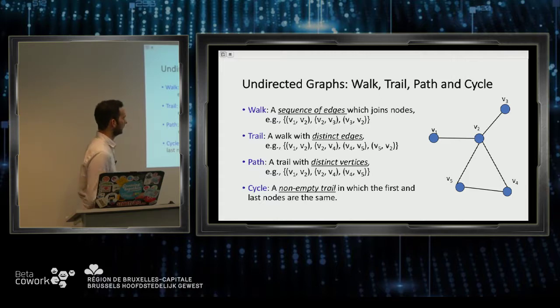And the last thing that we can consider is a cycle, where a cycle is a non-empty trail in which the first and the last nodes are the same. Okay? So, for instance, this is a cycle. It is a non-empty trail, namely a trail which consists of nodes and edges and is not empty, and we visit the first and the last node again. All right? So it's not a path, because this node has been visited twice. All right?